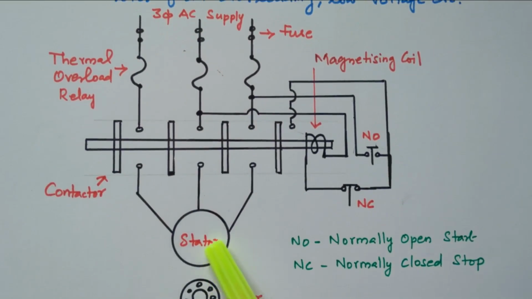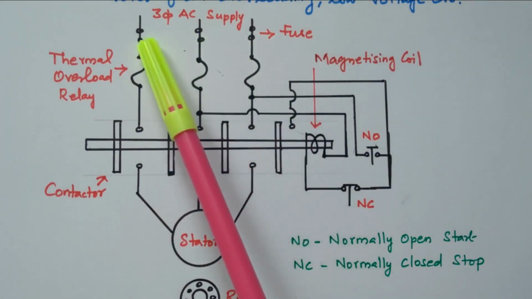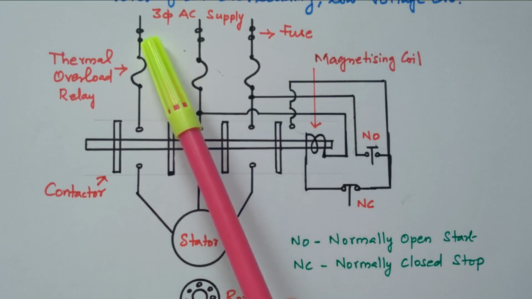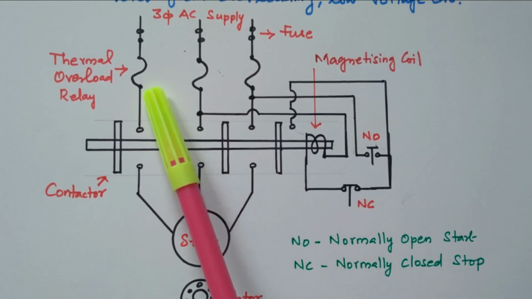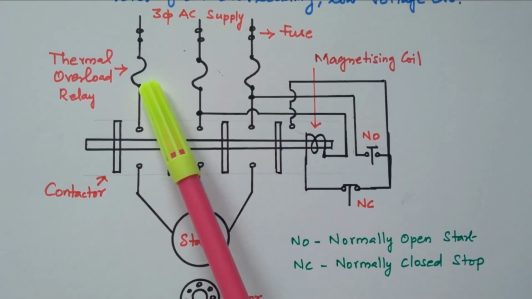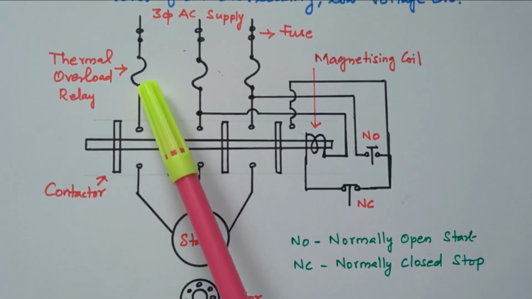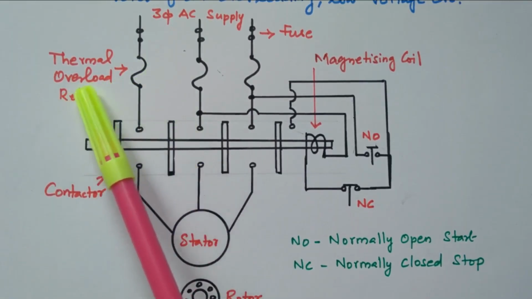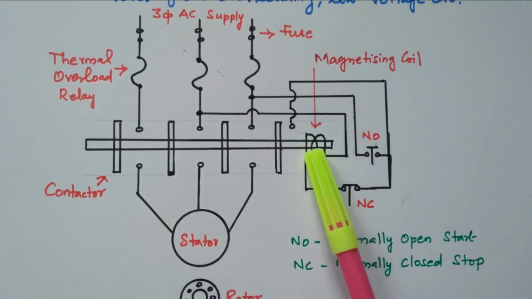the stator winding is available, and the slip ring is there. There is a 3-phase AC supply available. This is a fuse. For protection purposes, the fuse is there. Then a thermal overload relay is available. During overload or overcurrent, more current will be drawn. At that time, this thermal overload relay will cut off. In order to protect against overloading, we are using the thermal overload relay. Here the energizing coil is also available.